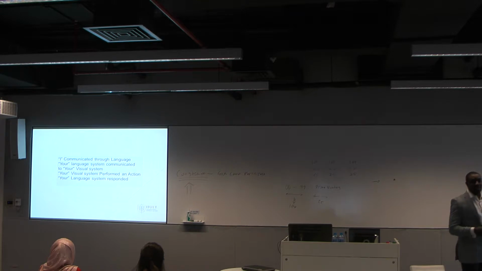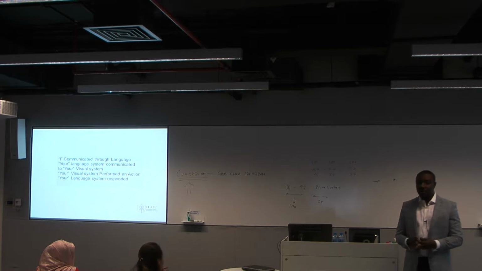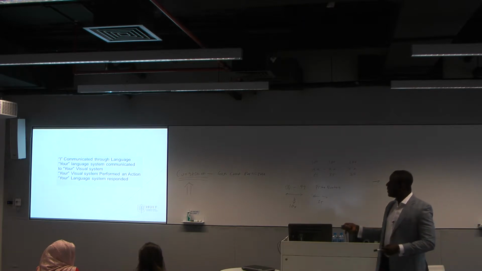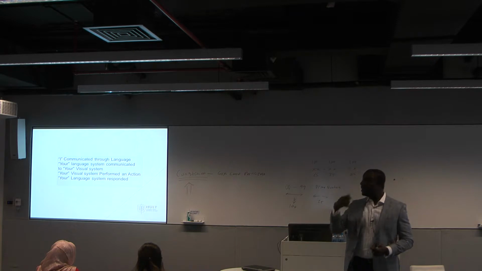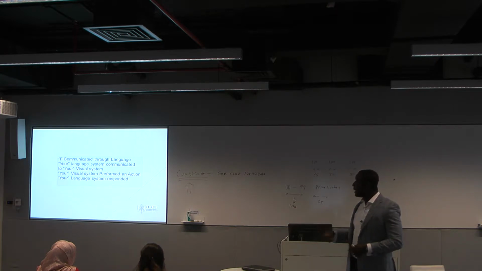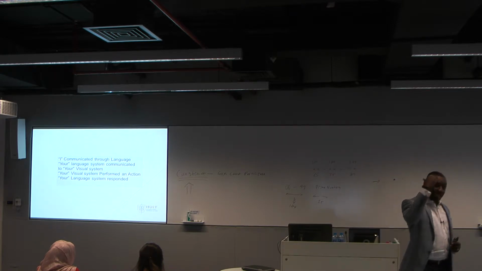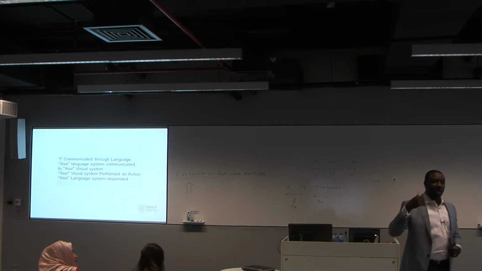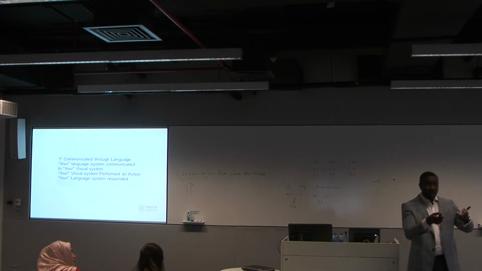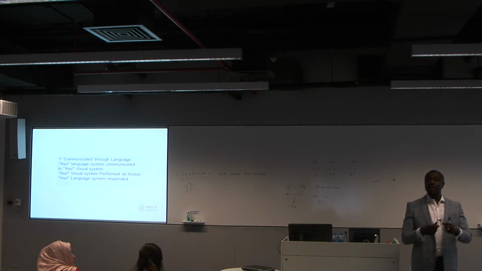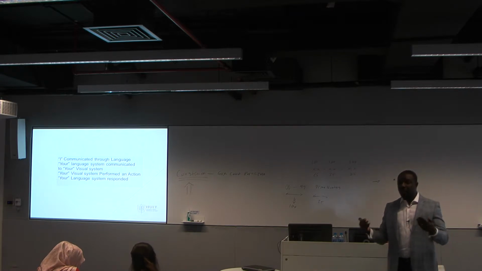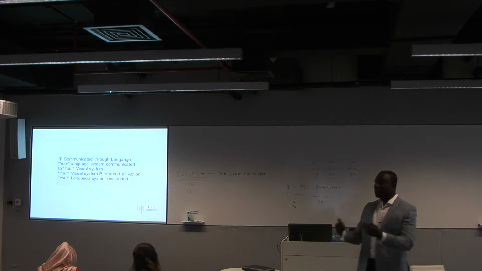And this is how you want a computer to be able to think. You communicate with language, and your language system communicates with your visual system, and that visual system performs an action, and your language system responds. Imagine if I can tell a computer that, and it can actually make that happen. That's a problem, but you need to write the algorithm and the constraints for the computer to be able to solve this kind of problem. That's how the human brain works. But how do we get the computer to also act in that way?